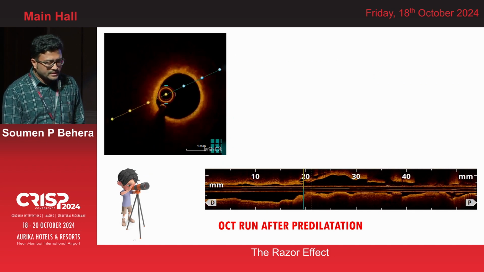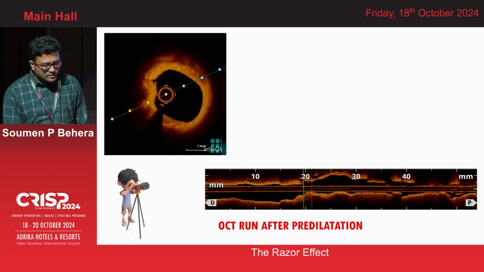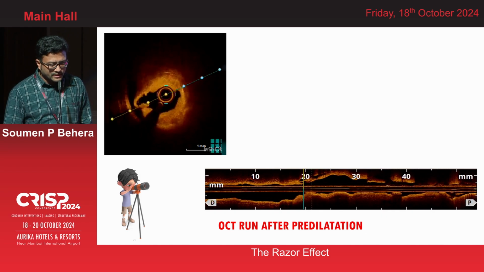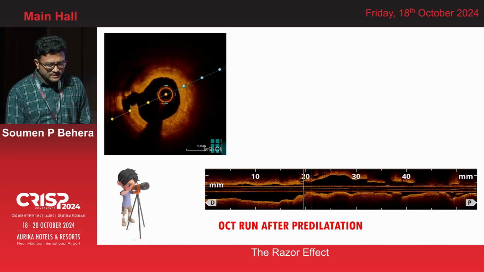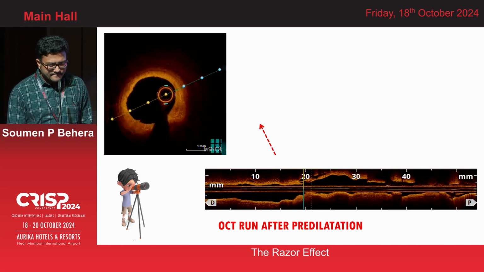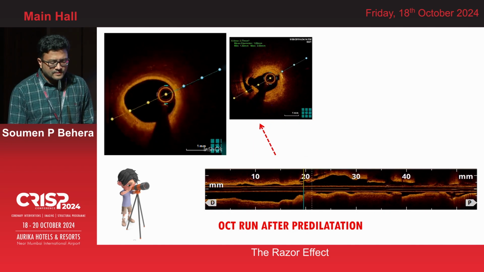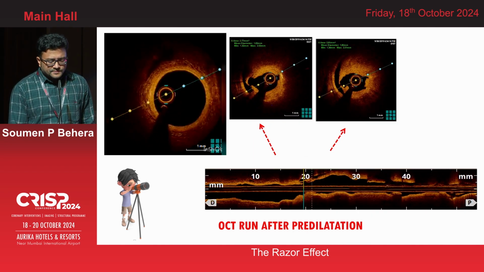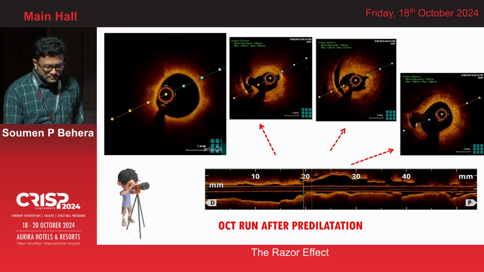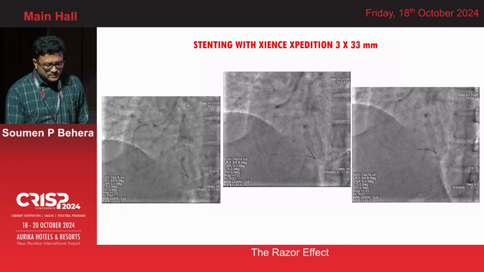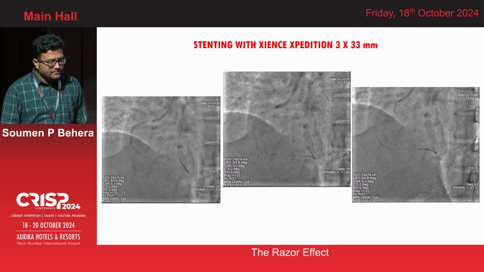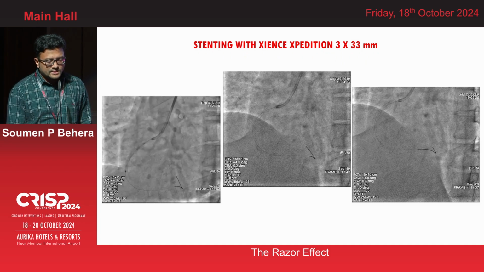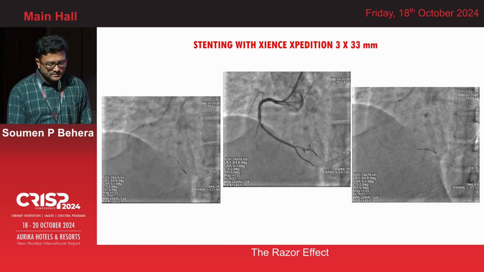Then we went for an OCT study which shows fibrotic plaque with dissection due to pre-dilatation in the mid part of RCA. This is the plaque. Then we planned for stenting the proximal to mid part of RCA with a Giant Expedition 3.0 x 33 mm stent.